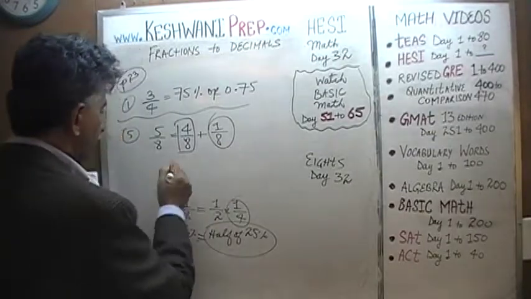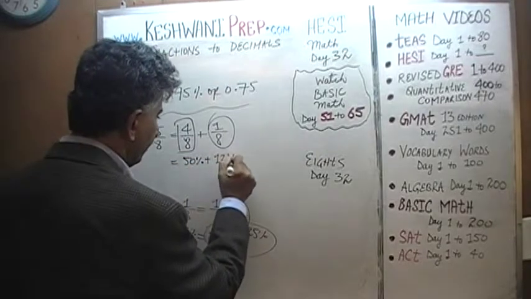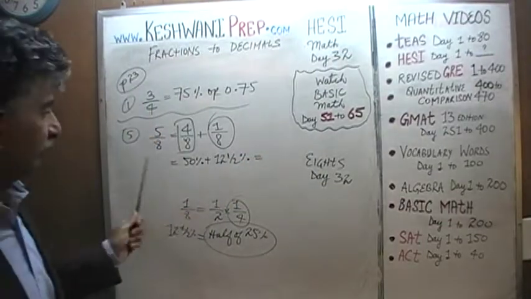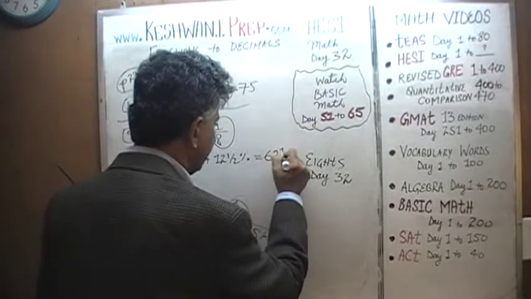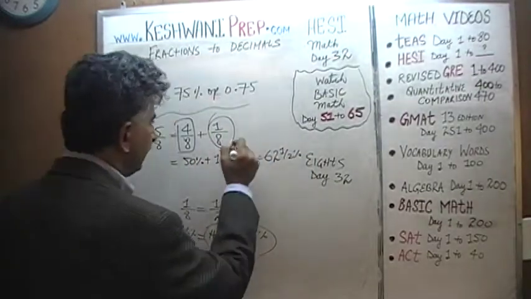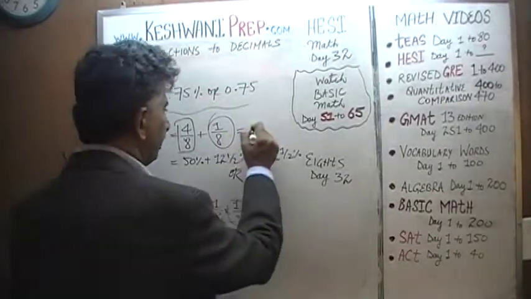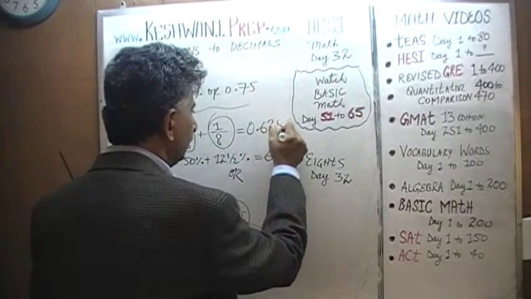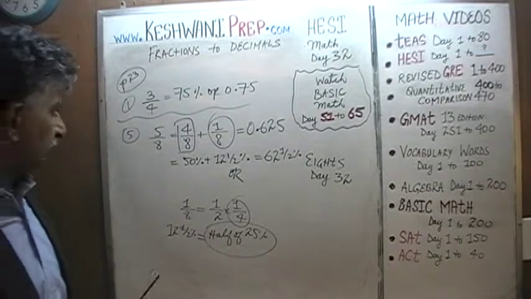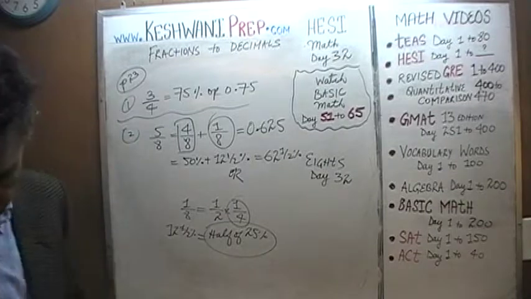These amounts simply add up to 50% plus 12.5%. 50 plus 10 is 60, 60 plus 2 is 62, so 62.5%. Or if you want to write it in decimal, which is what they're asking us to do, 62.5% in decimal is simply 0.625. That was number two. Let's move on to number 3.